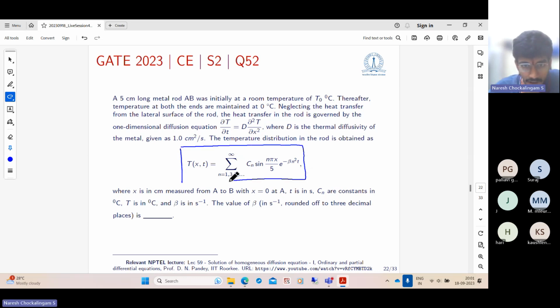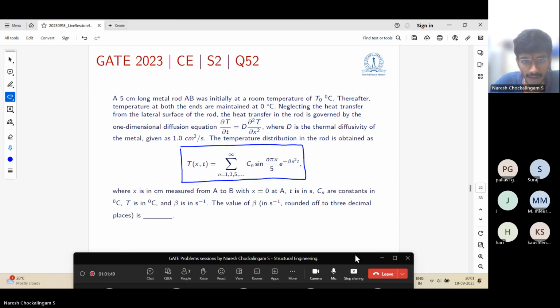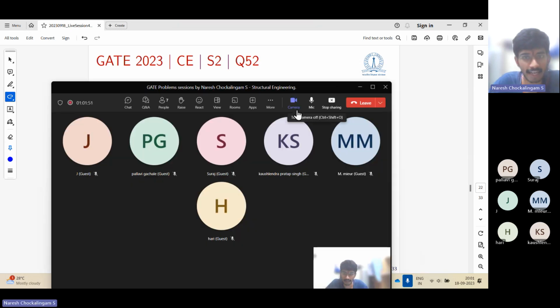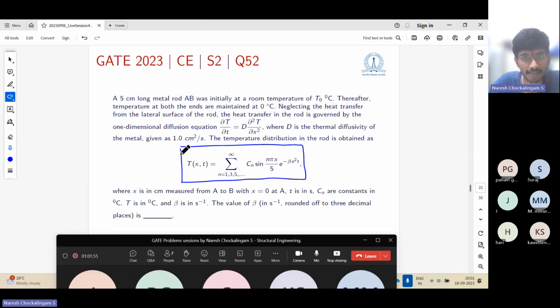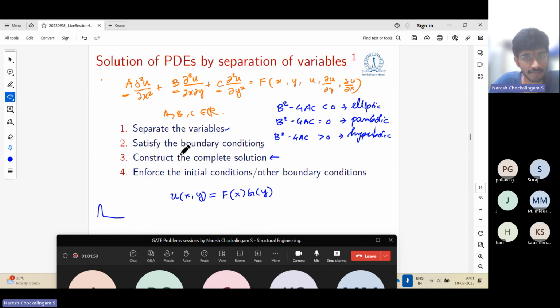We'll quickly see why this form comes. Okay. So let me... If there are any doubts, as I said, please feel free to interrupt, because I didn't pause here, assuming you all understood this separation of variables, right? It's just simple.